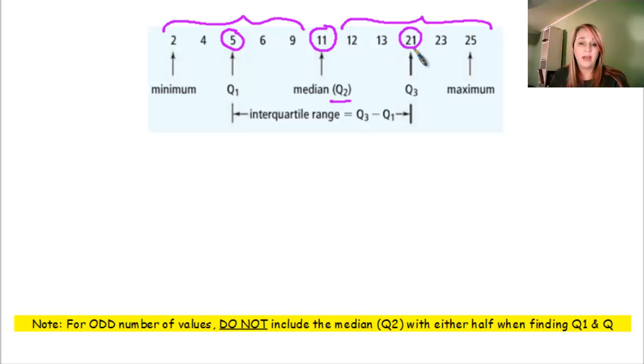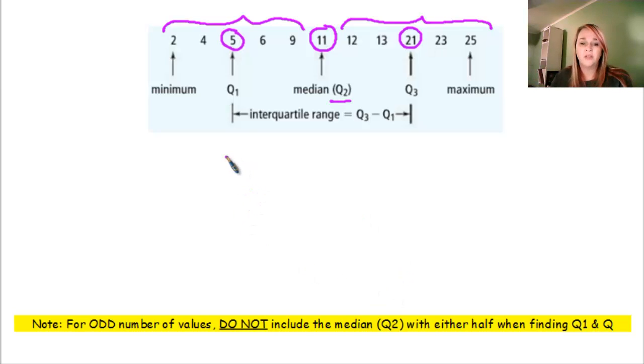Now, if you have an even number of values and there are 2 in the middle, you find the average of both of them. And I'm going to show you how to find the whole 5-number summary, whether you have an odd number of data values or an even number of data values. So don't get too awfully concerned. I'll give you an example of both.